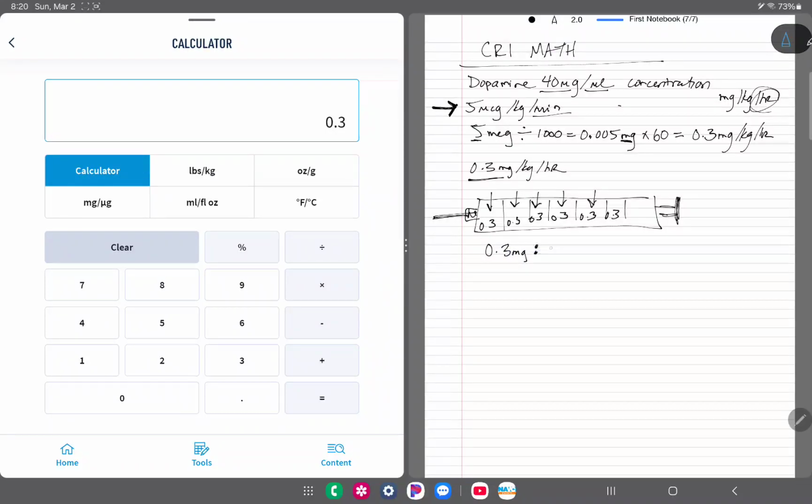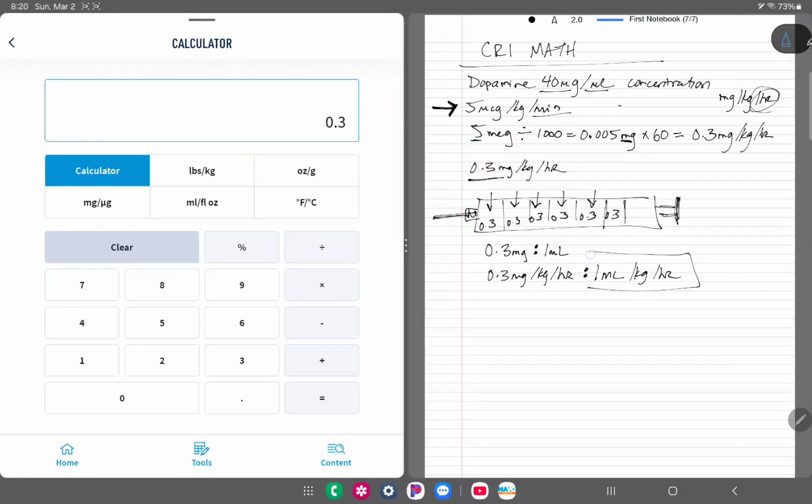0.3 in every single mil is going to look something like this. 0.3 mg per kg per hour is going to be the same ratio as 1 mil per kg per hour. That's how it looks when it's written out, when you're thinking about this kind of stuff and putting the dopamine per 1 mil at this low dose.